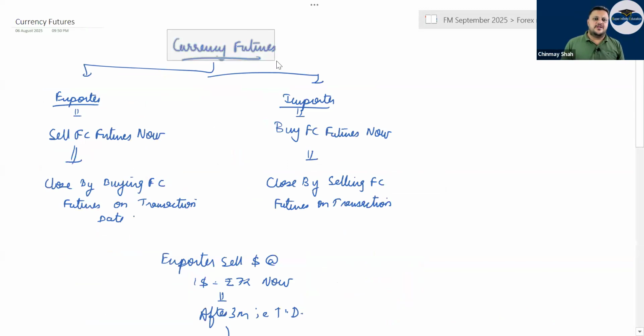Then the currency futures part, correct? If you are an exporter, you will sell foreign currency futures now. That is a promise to sell foreign currency for a date in the future, but you decide the rate now, and on the transaction date you close by buying the foreign currency. So if you sell at 10 and buy at 15, there is a loss. If you sell at 15 and buy at 10, whatever is the rate of foreign currency, there is a profit.